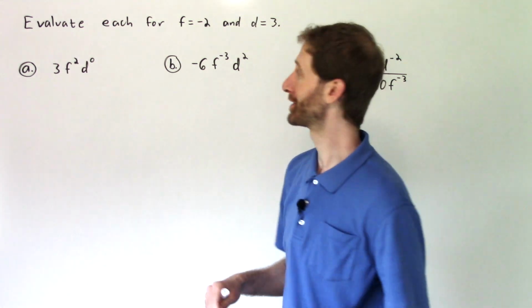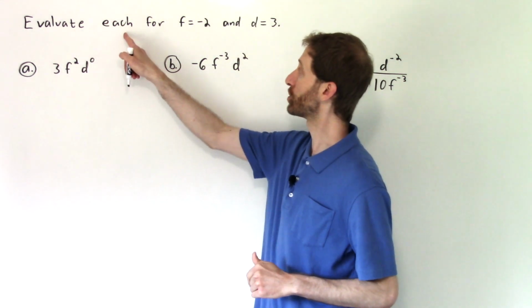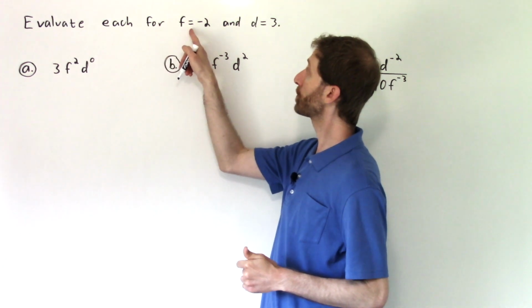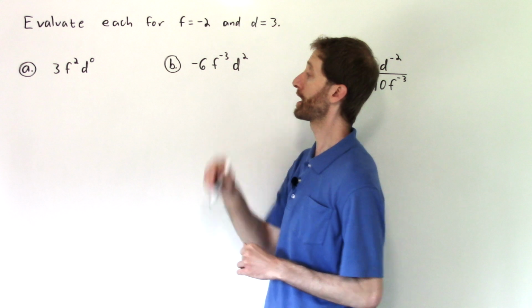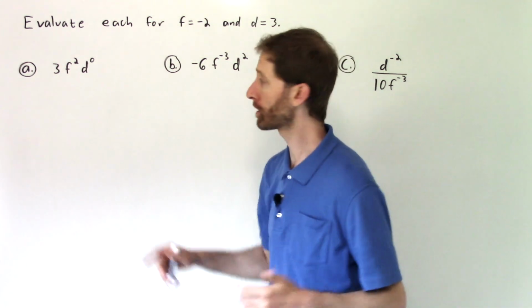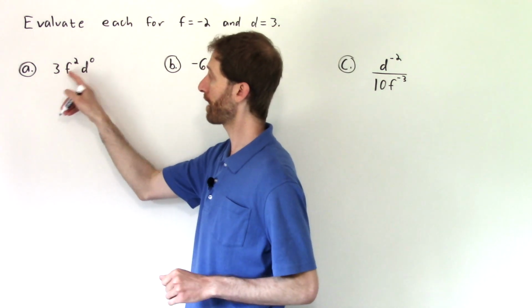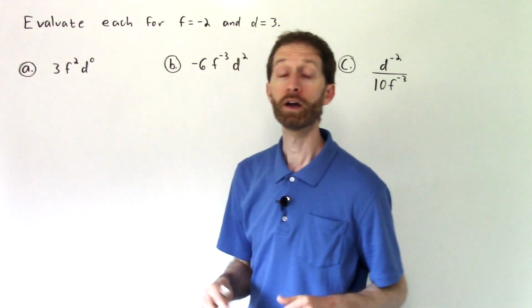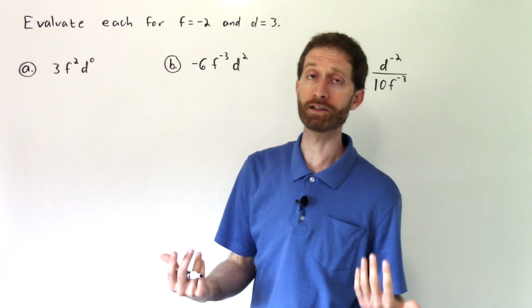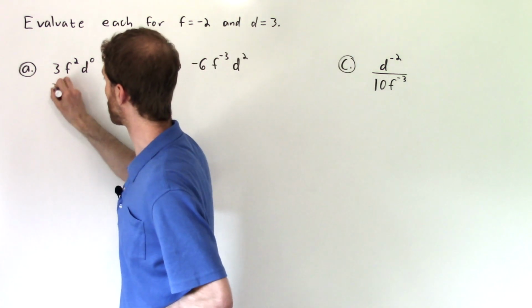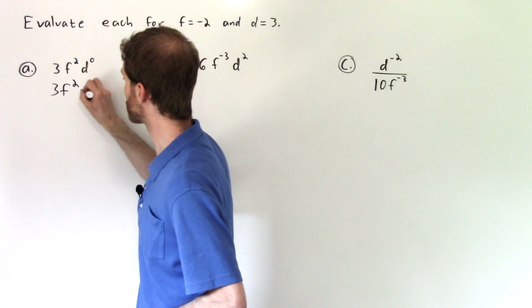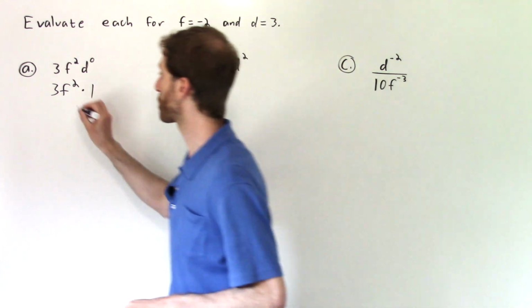Let's do it. Okay, so again, it says evaluate each expression for f equals -2 and d equals 3. So those are the values that f and d will take on. What I'm going to do first is look at the expression in A. It says 3 times f squared times d to the 0. Well, anything to the 0 goes to 1. So d to the 0 goes to 1, and that leaves us with 3f squared times 1, which is just 3f squared. So that's not bad.